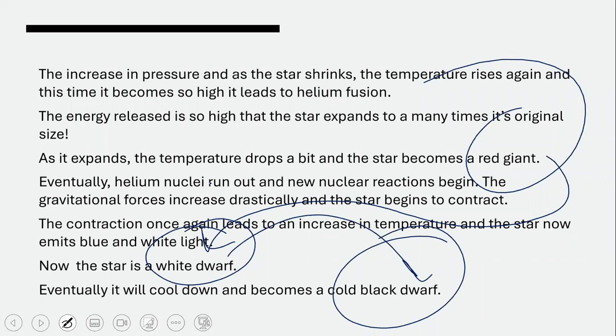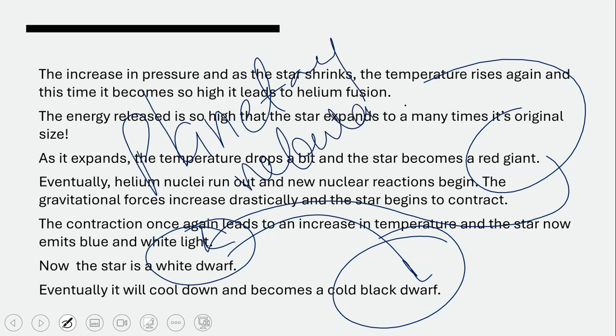Now, sometimes when the red giant turns into a white dwarf, it also makes something we call a planetary nebula. The planetary nebula generally is formed with the white dwarf at the center. So that can also happen. Once it turns into a white dwarf, the white dwarf can be present at the center surrounded by a planetary nebula. And that will eventually turn into a cold black dwarf.